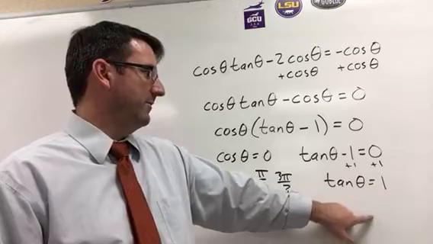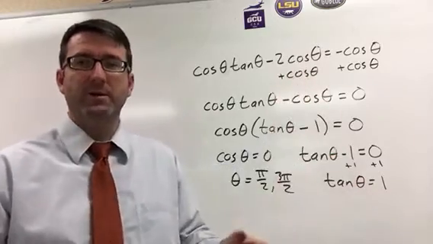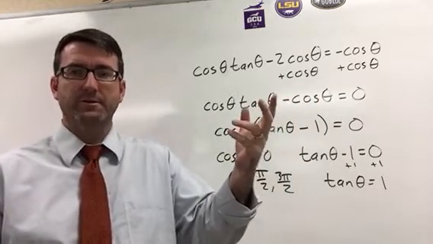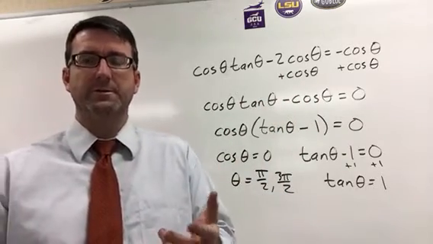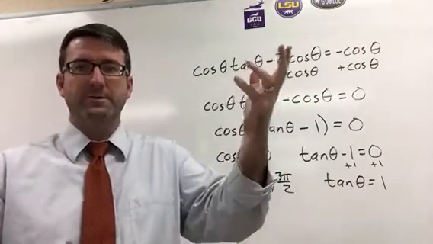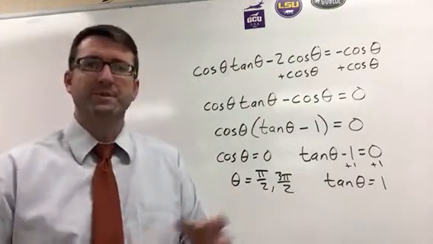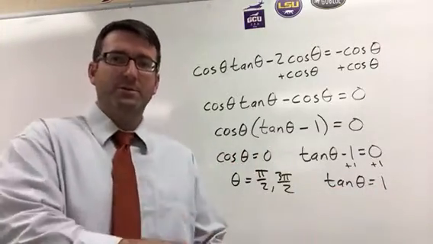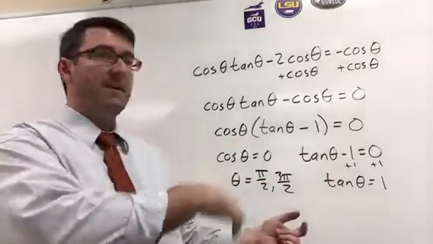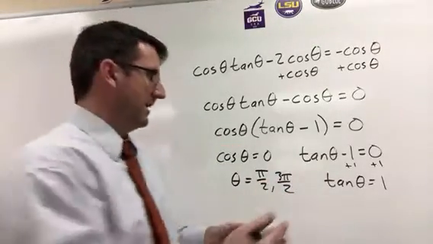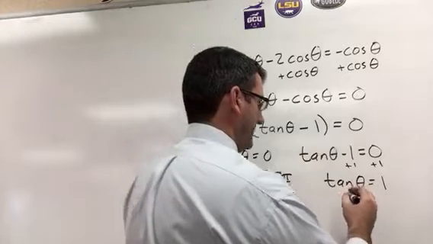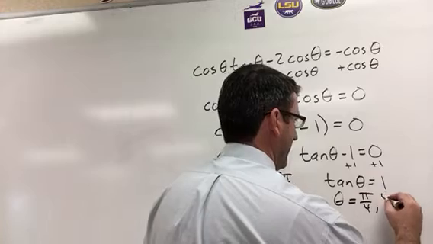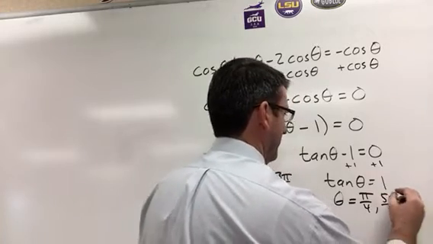So if we look at pi over 4, for example, the sine is square root of 2 over 2, and the cosine is square root of 2 over 2. And if we divide those, square root of 2 over 2 divided by square root of 2 over 2, just like anything divided by itself, it's going to equal 1. And that same thing is going to hold true down at 5 pi over 4, where they're both negative. So theta is going to be equal to pi over 4 and 5 pi over 4.